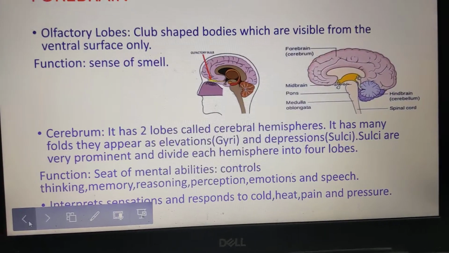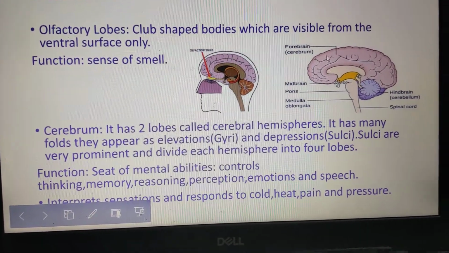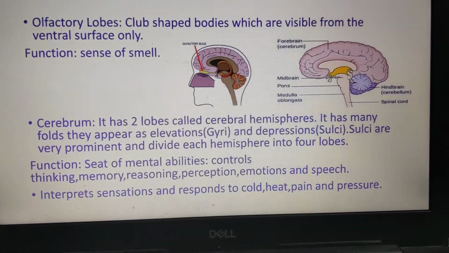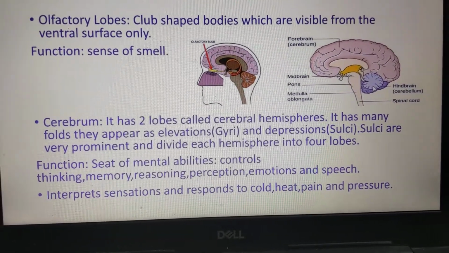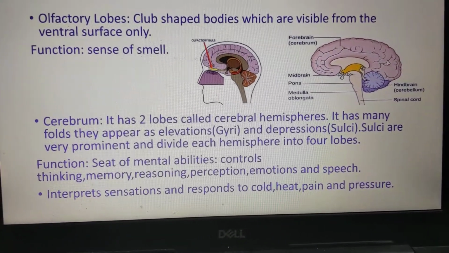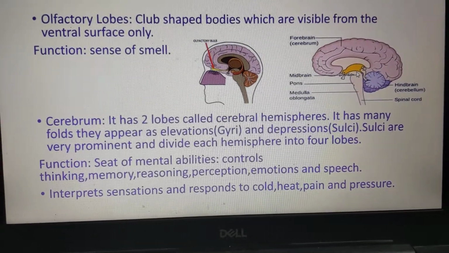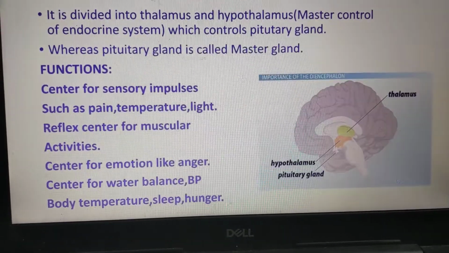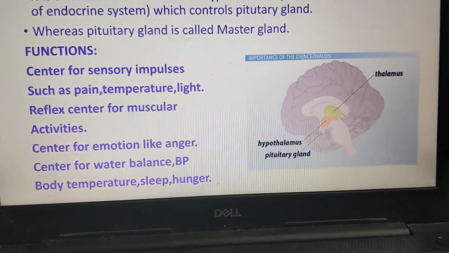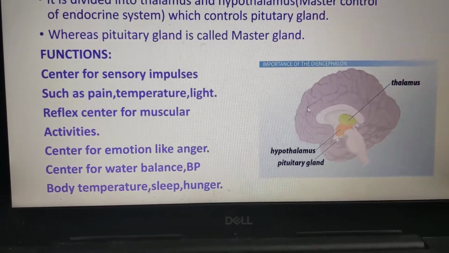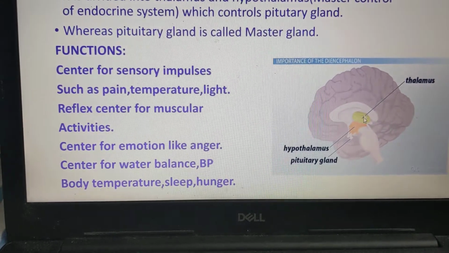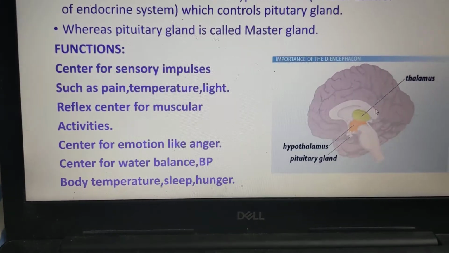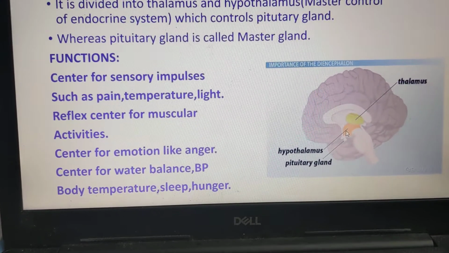So now let me show you. This is the forebrain, this is the midbrain, and this is the hindbrain. So where does the diencephalon lie? It lies between the cerebrum and the midbrain. It is divided into thalamus and hypothalamus.